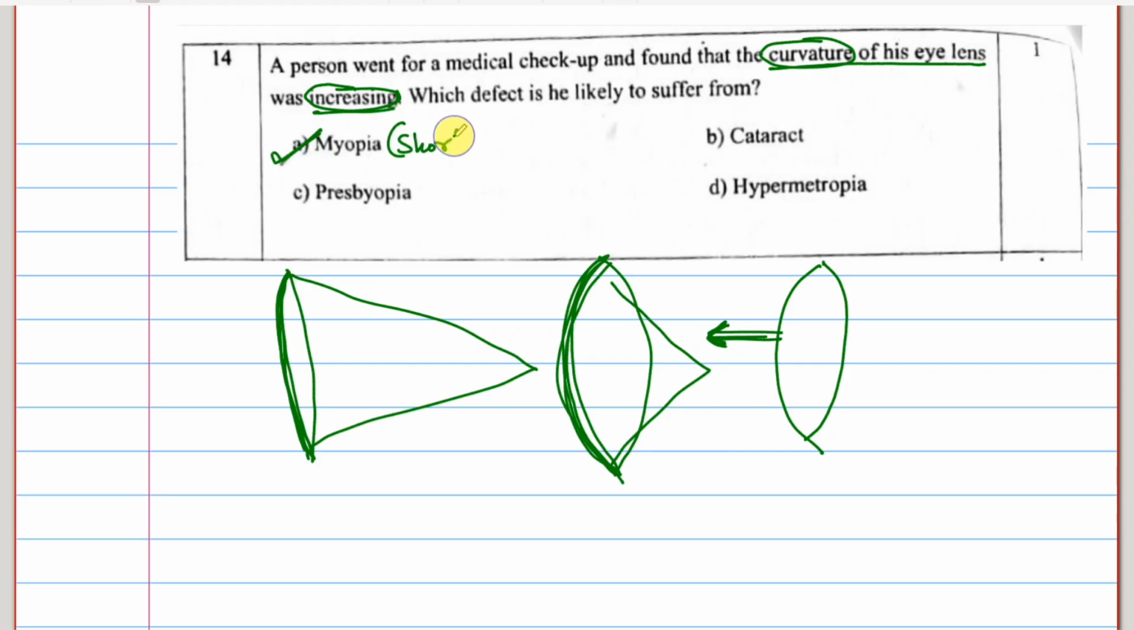Myopia is short-sightedness. One of the causes for short-sightedness is increased curvature of the eye lens.